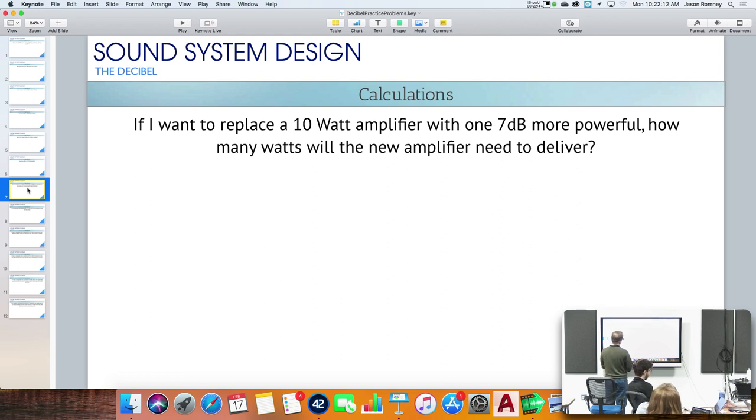Well, let's just think about it. Let's just earball this thing. So it would be more than 20 watts, right? Because 20 watts would only be 3 dB more powerful, which means that 40 watts would only be 6 dB more powerful. So I'm looking for something more than 40 watts. Somewhere between 40 and 100, I would guess. Okay.